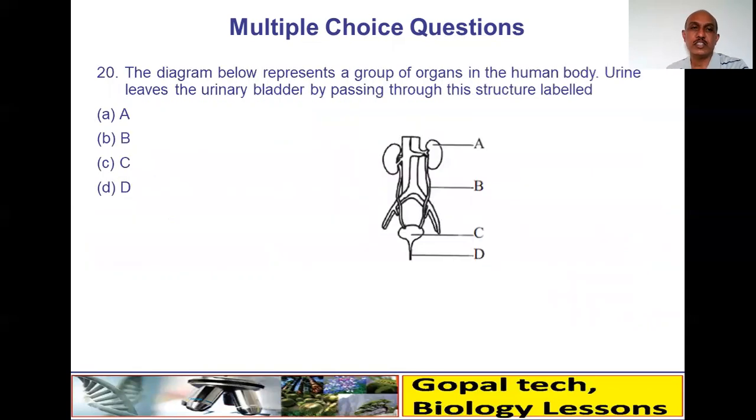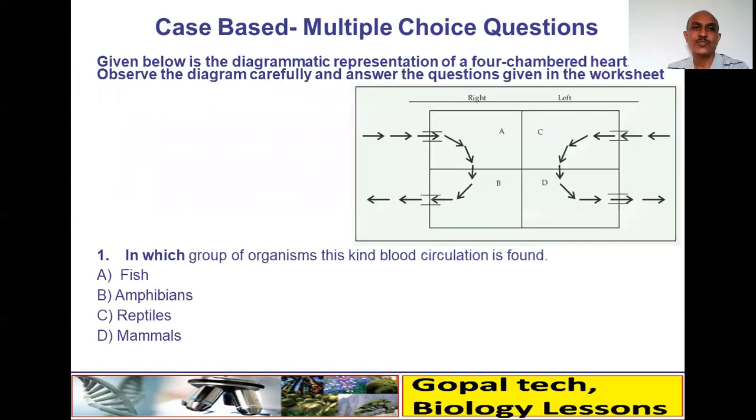Now question number 20. The diagram below represents a group of organs in the human body. Urine leaves the urinary bladder by passing through the structure. What is that structure labeled as? A, B, C, or D? Pause the video, write the answer, check it. Yes. So the correct answer is D, that is urethra. It will pass the urine outside the body. And the remaining parts we have already explained.